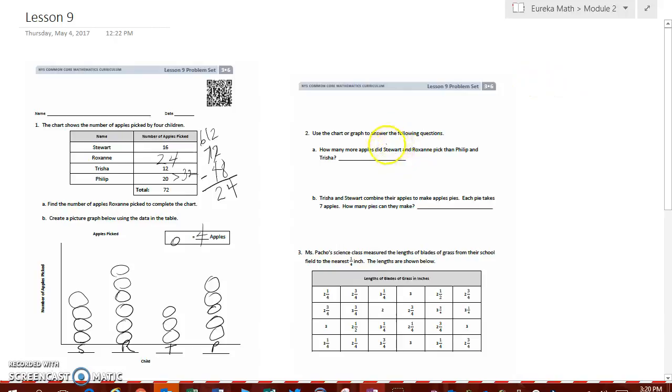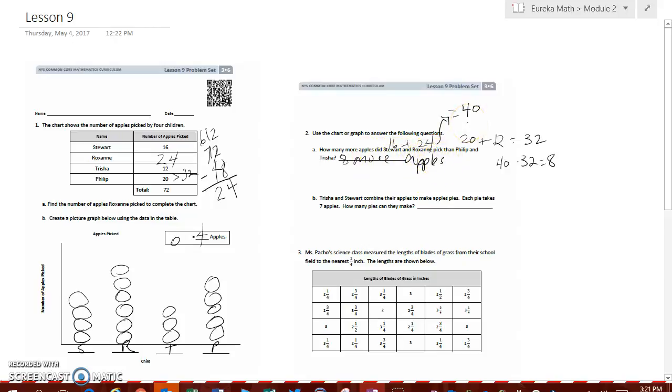So Stuart picked 16, Roxanne picked 24, Philip picked 20, and Trisha picked 12. Okay, so if I had 20 and 12, those two picked 32, and 16 and 24 I'm going to put up here, equals, let's see, 24, 34, 40. So 40 minus 32 equals 8. 8 more apples.